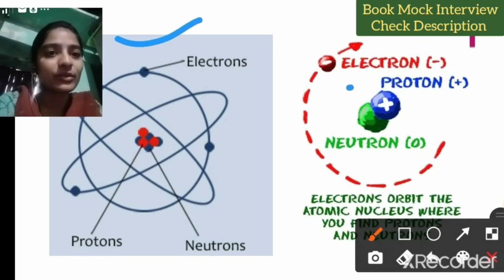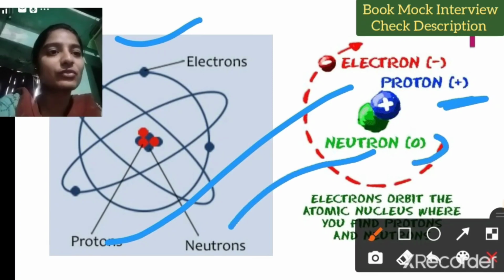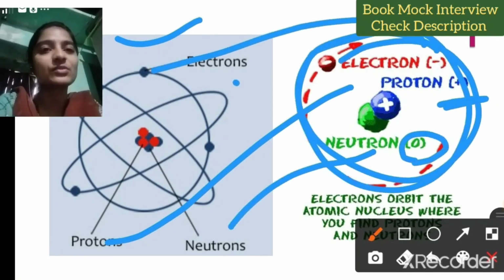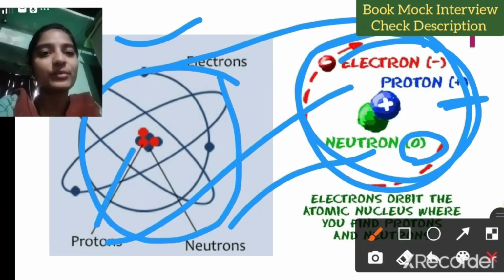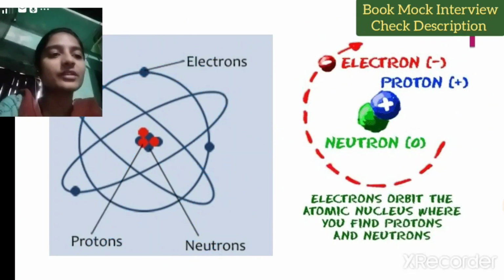Protons have positive charge, neutrons have no charge, zero, and electrons revolve around the nucleus. So this is the whole structure. These are the protons, these are the neutrons, these are the electrons which revolve around the nucleus.